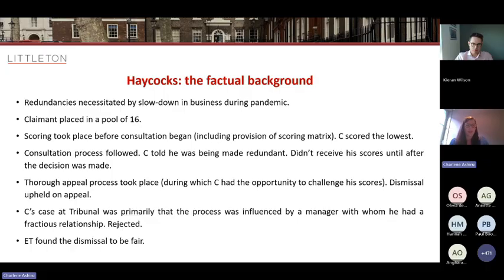A further case that we saw, the judgment came out just before we, so I've just been asked for the case name. So that case was Teixeira, so it's Teixeira.